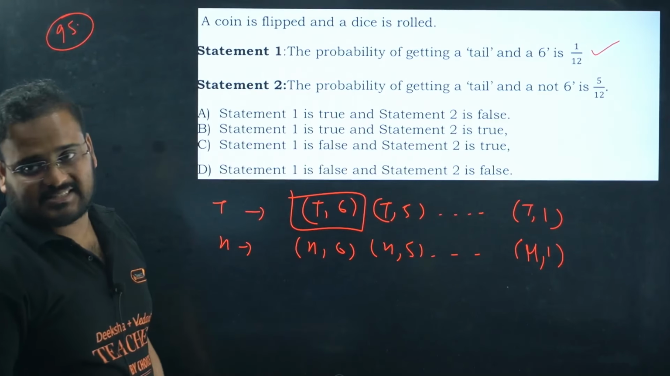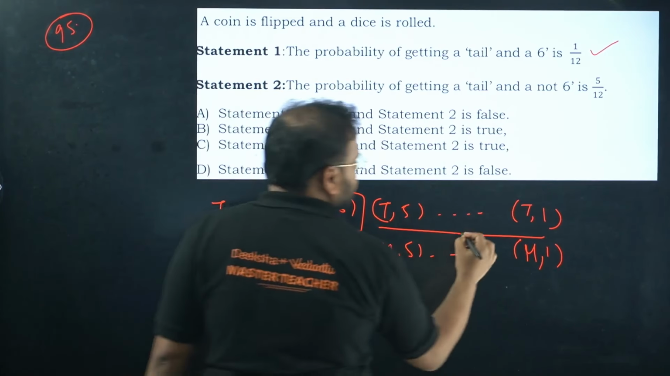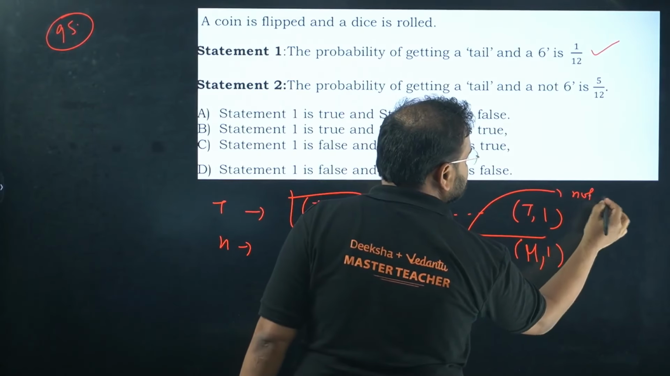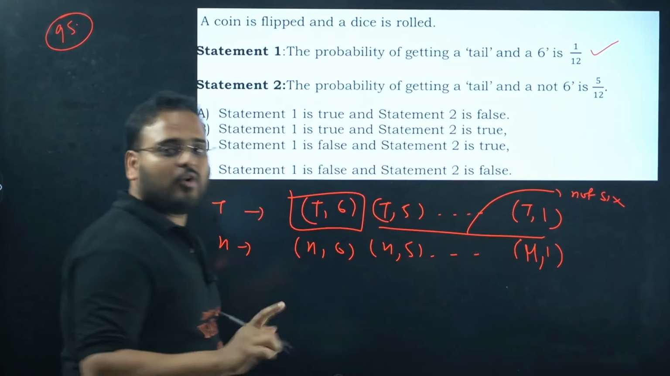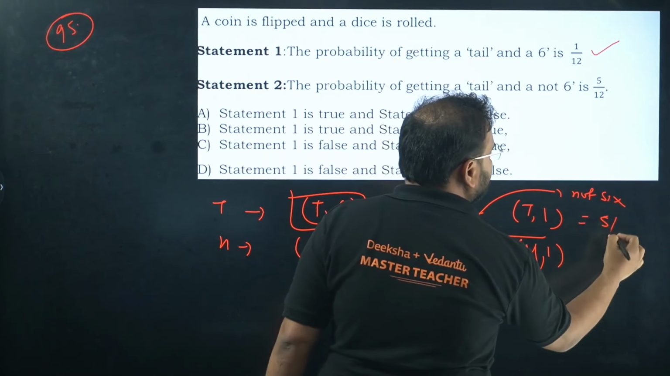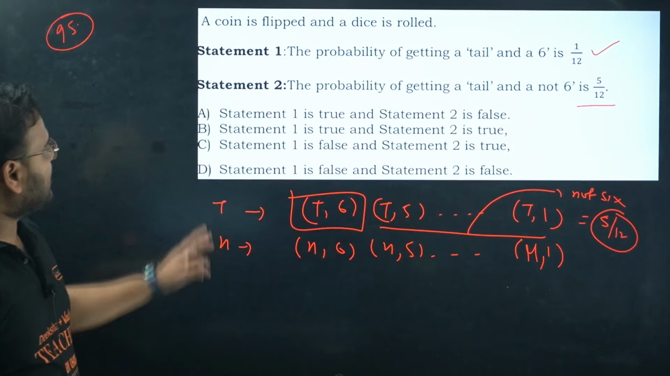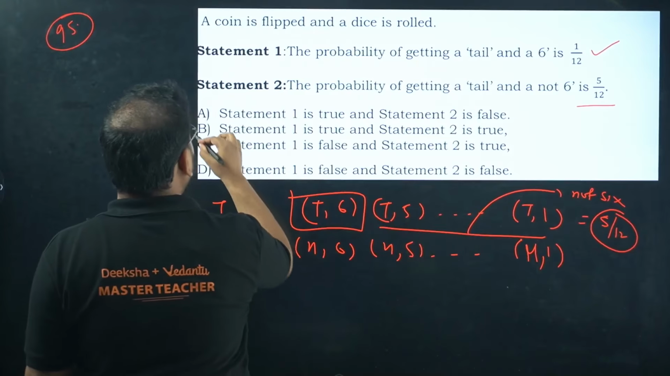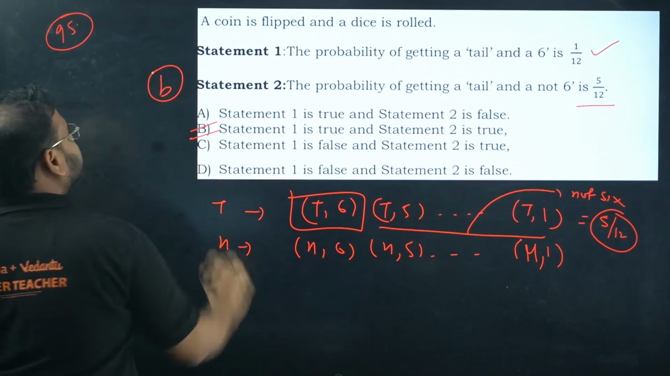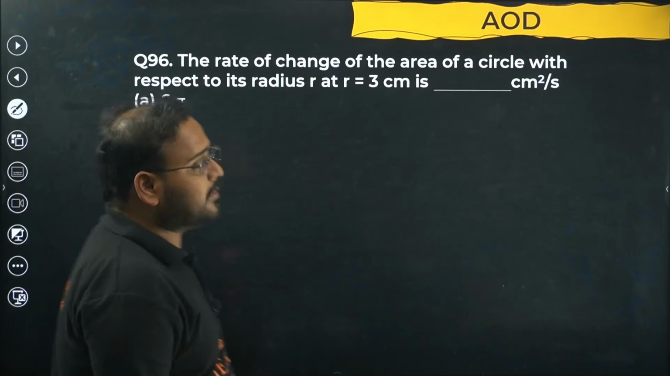Tail and not 6. So not 6 means other 5. This represents not 6. So I want to get a tail but not 6. So we have total of 5 such cases. Answer becomes 5 by total 12. This is also true. So answer is statement number 1 true, 2 true, B is right. B is correct. 95 is done. Moving on. Question number 96.